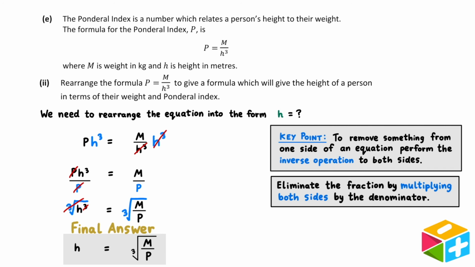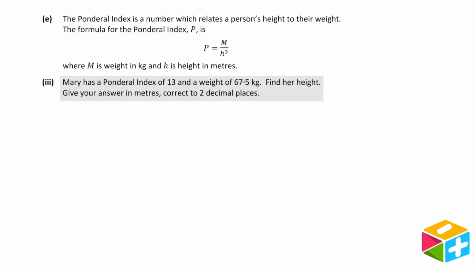We've managed to rearrange our equation into the form h is equal to something. And this is precisely what we needed to do. H is equal to the third root of m divided by p. Mary has a ponderal index of 13 and a weight of 67.5 kg. Find her height. Give your answer in meters, correct to 2 decimal places.